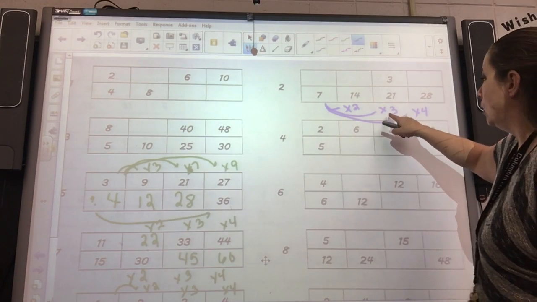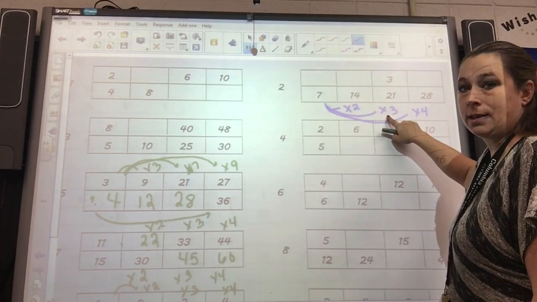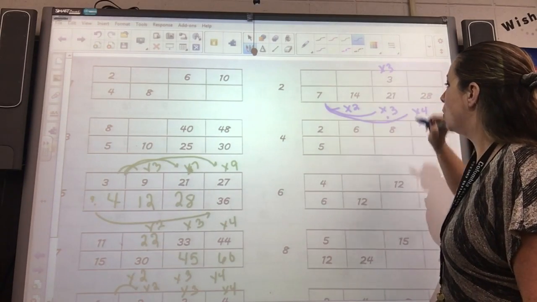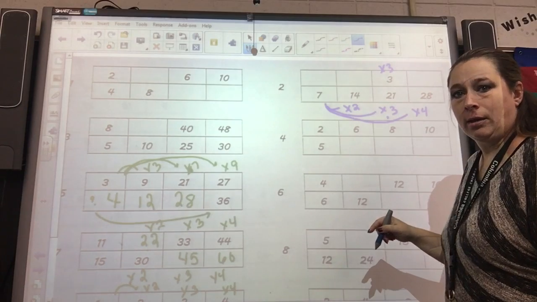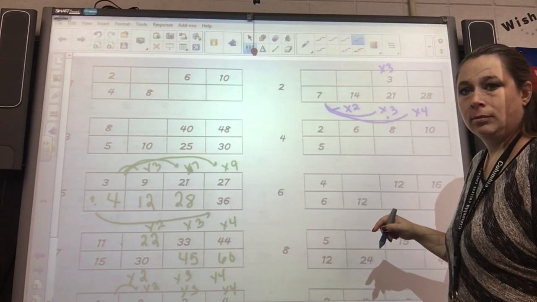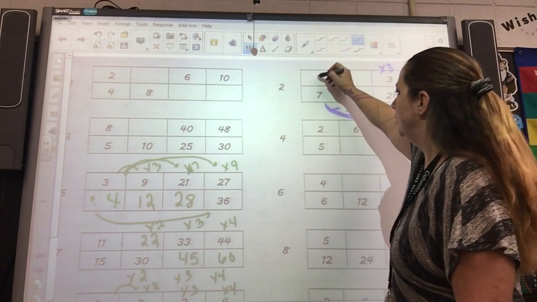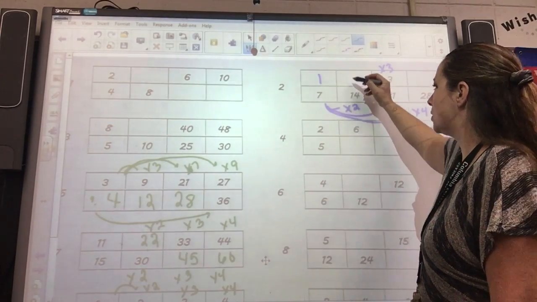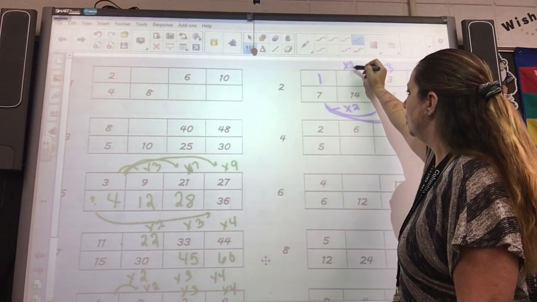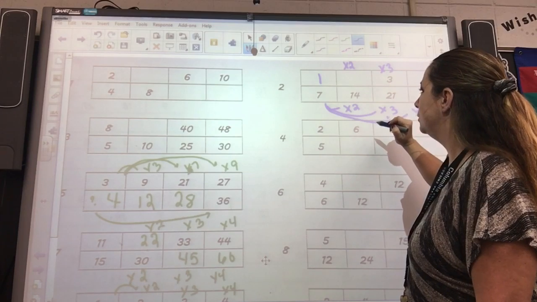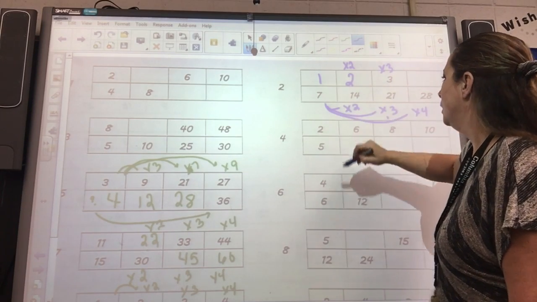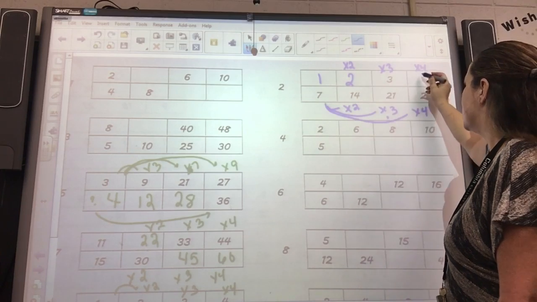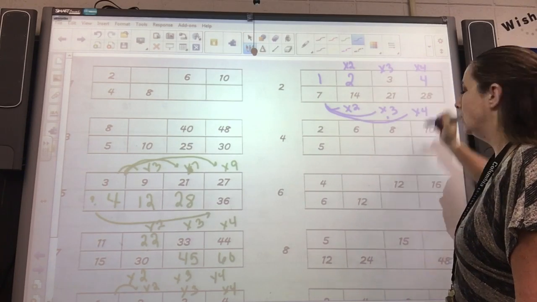So, if it's times 3 here, it's got to be what on the top? That's right, times 3. So what times 3 is 3? 1. So this has to be 1. So if this is times 2, this is times 2. What's 1 times 2? Good. And times 4 on the bottom means times 4 on the top. 1 times 4 is 4.